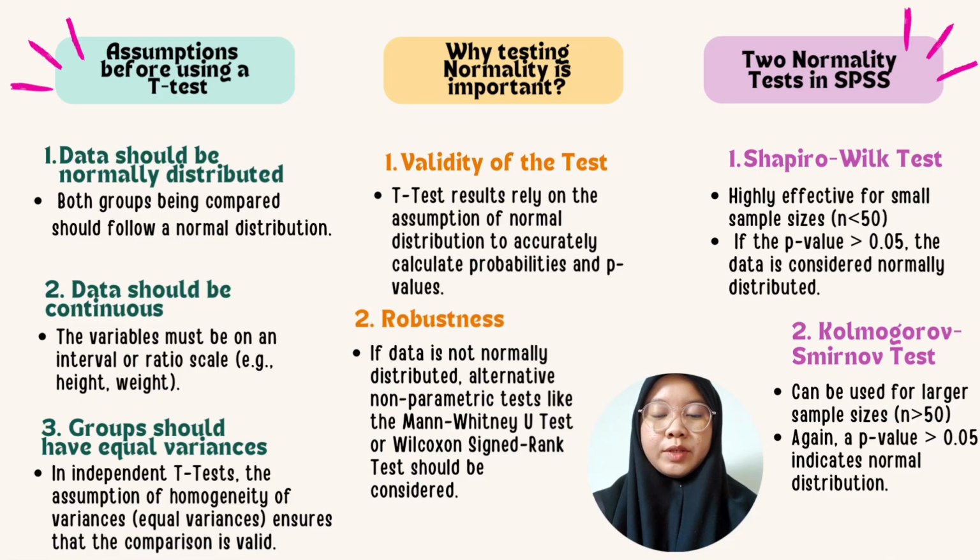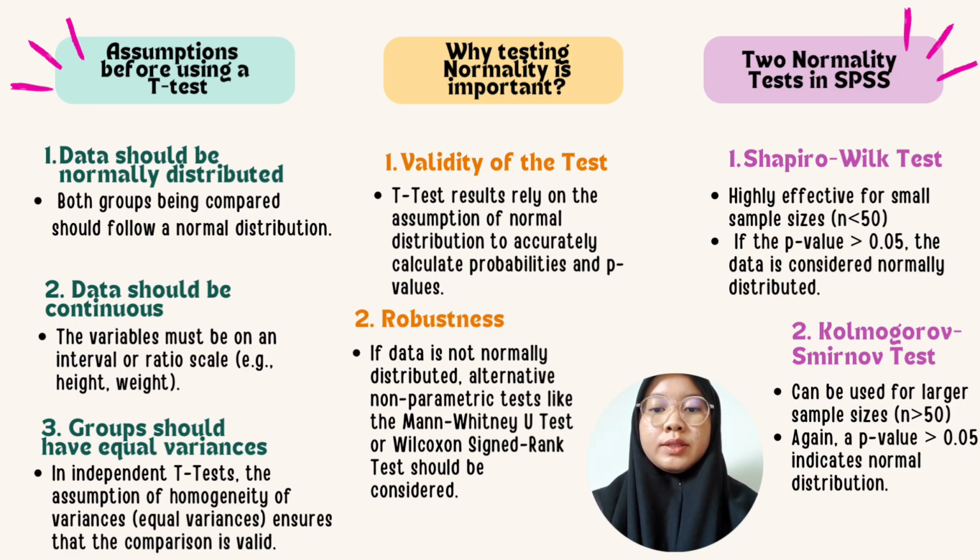Assalamualaikum. My name is Azra Tabarna and I will continue with the assumptions before using the t-test. Firstly, data should be normally distributed, which means both groups being compared should follow a normal distribution. For example, when you are comparing test scores for two classrooms, the assumption is that the scores must follow a bell-shaped curve. If one class has highly skewed scores, then the t-test may not be reliable.